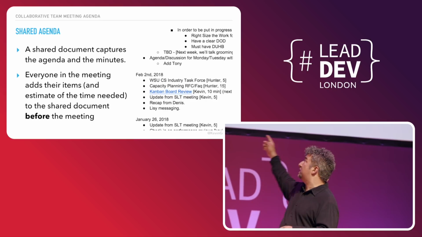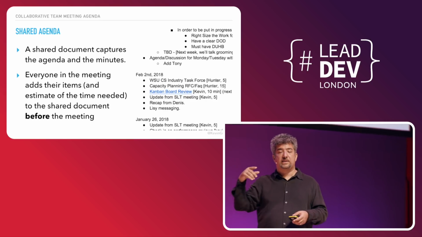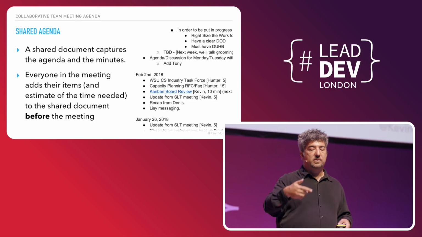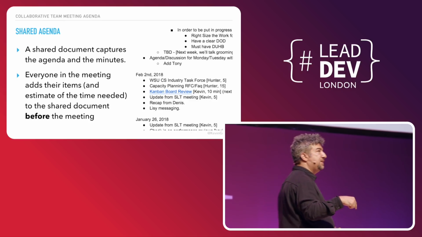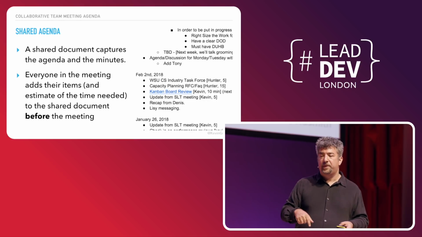This is, in fact, from Avo. This is just a screenshot of some of that document. And what you see is, different people are adding different things, but you have to get your agenda items in at least 12 hours before the meeting.